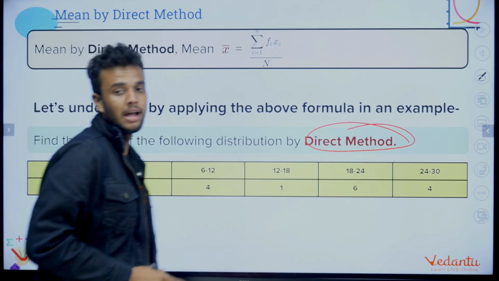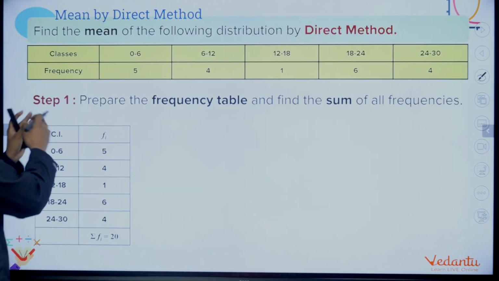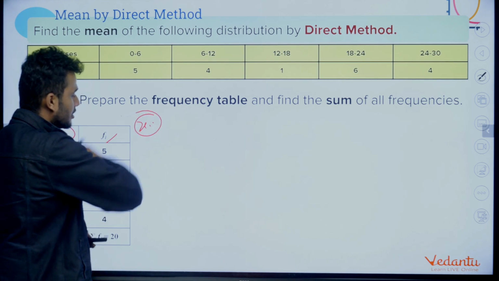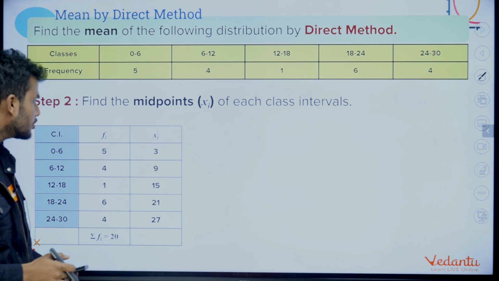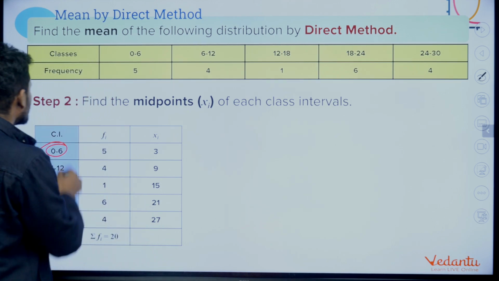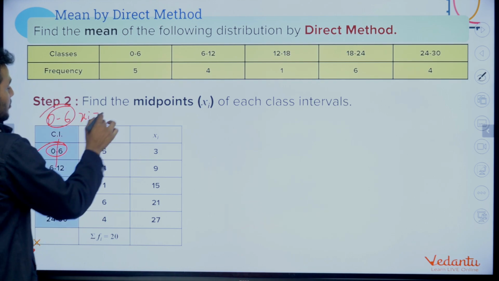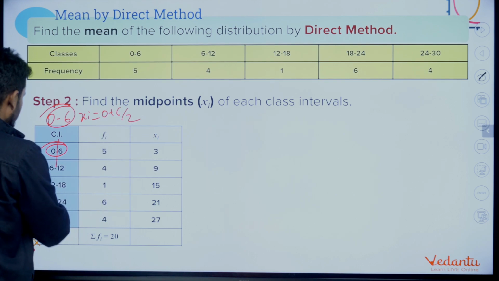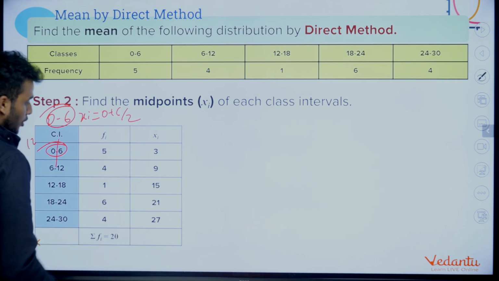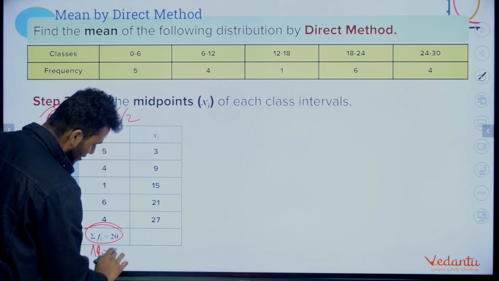Come on, let's find the mean value by the direct method. First we need to make a table with columns: Ci, the class interval, and fi. Fi is clear. What about xi? We need to find the value of xi, which is the midpoint of the class interval. For example, here 0 to 6: xi becomes 0 plus 6 by 2, which is 3. Similarly 6 plus 12 by 2 is 9, then 15. Then summation of fi, which is n, is 20.